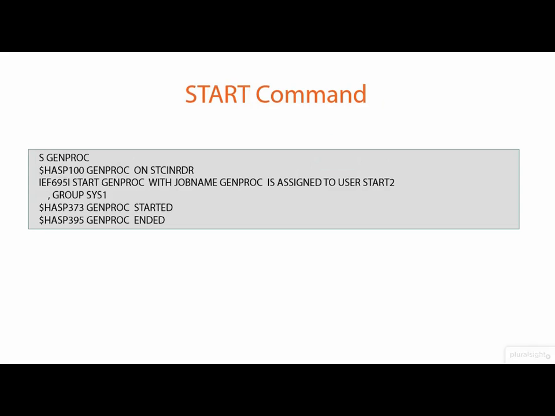So in this particular case, let's imagine that the operator issued a start command for our gen proc that we were looking at earlier. You can see the messages here from the system console indicating that we have started gen proc, and you can see the system indicating when it has ended. So in this case, the job starts and ends just like it did when we submitted it under our TSO ID. It's issued from the system console, and that's why we see the start command here as the very first entry.